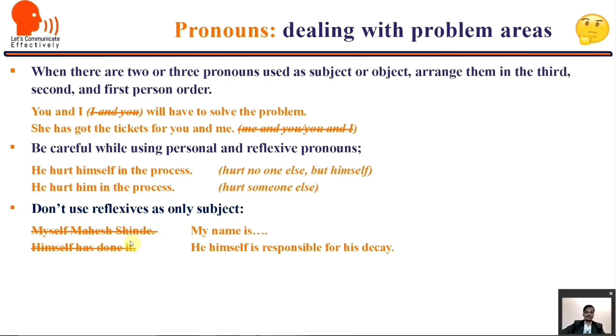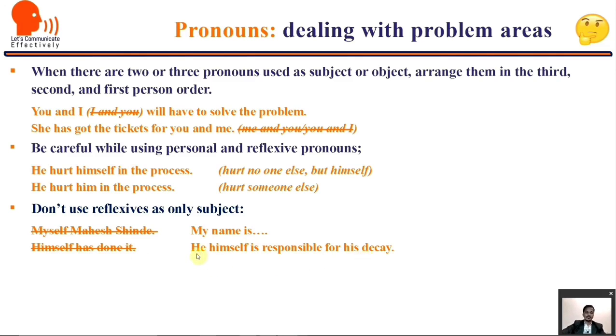Don't say "XYZ, myself is this" or start a sentence with "myself", because that is a reflexive pronoun. So simply you should say, "My name is" or "This is". "Himself has done it" is wrong. We cannot say that. Rather, we can say, "He himself is responsible for his decay. He himself has done this."